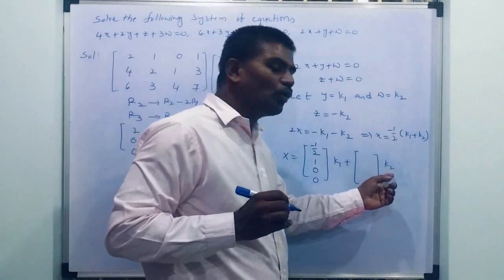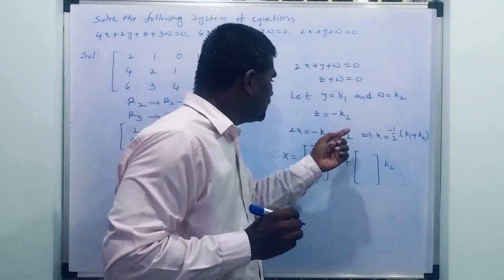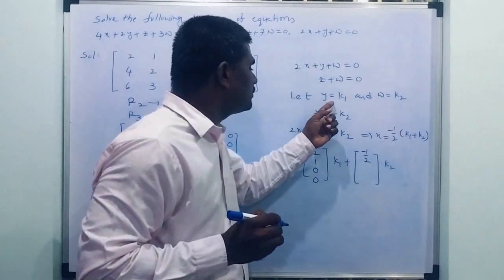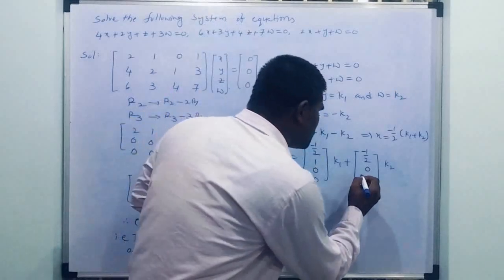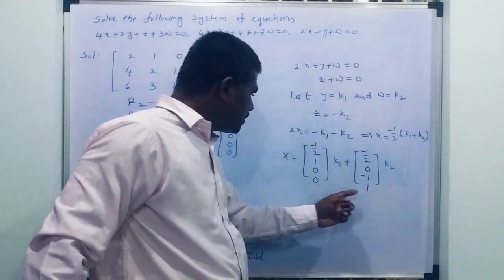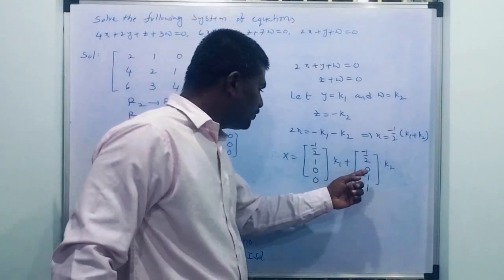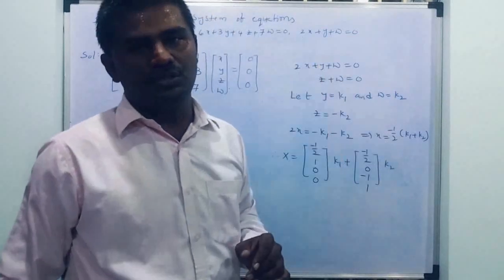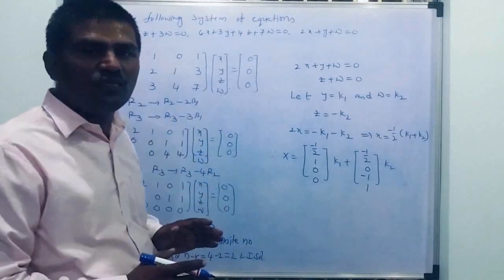And also, the coefficients of k2 can be observed from x, y, z and w. So, in x, the coefficient of k2 is minus 1 by 2. And in y, there is no k2, 0. And in z, there is k2, which is minus 1. And in w, it is 1. So, these two are your required linearly independent solutions. That means if you equate this linear combination to 0, your k1 value and k2 value will be 0. This is the way how to find non-trivial solution of the given system.